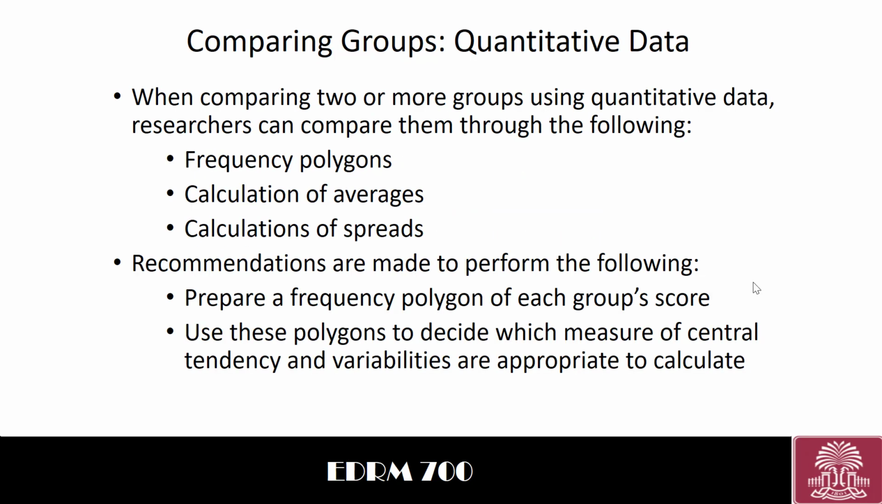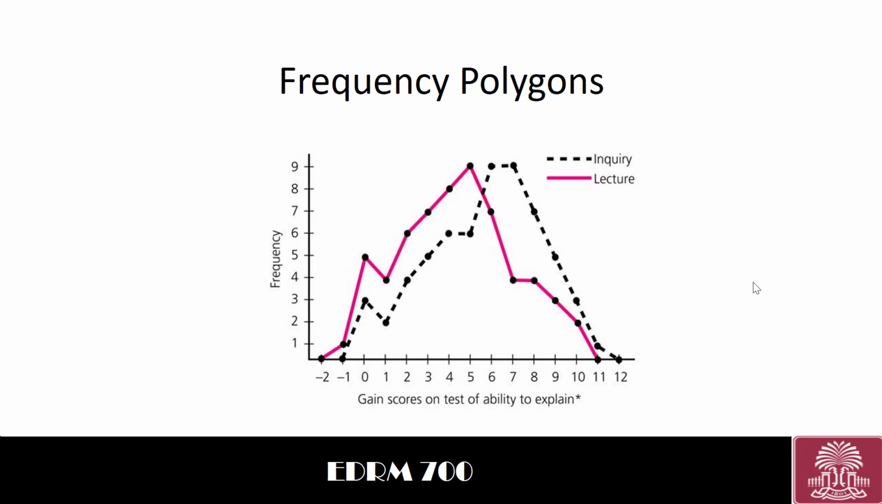Researchers can compare two groups using quantitative data with frequency polygons, the calculation of averages, or the calculation of spreads. We should prepare a frequency polygon for each group's scores and use these polygons to help us decide which measure of central tendency and variability we should calculate. For example, the frequency polygon for the two different groups, if you are doing a study comparing inquiry methods and lecture methods, might look like this.